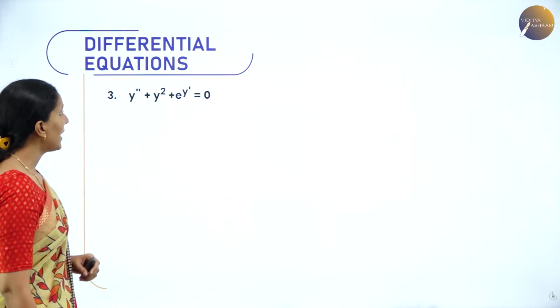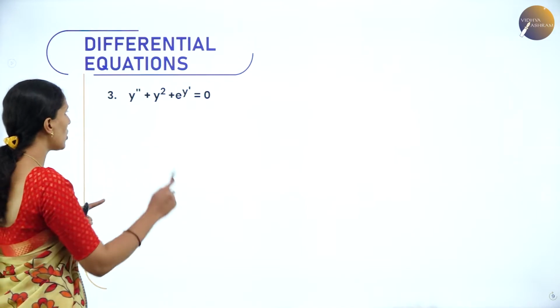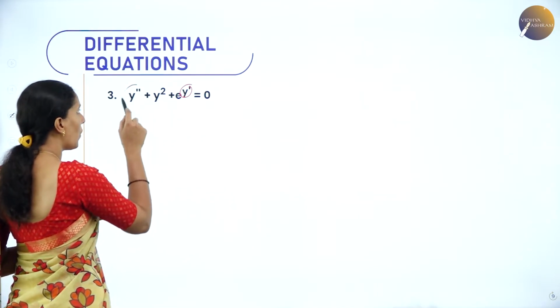Next, y double dash y square e to the power y dash. What is the highest order? We have both y dash and y double dash.